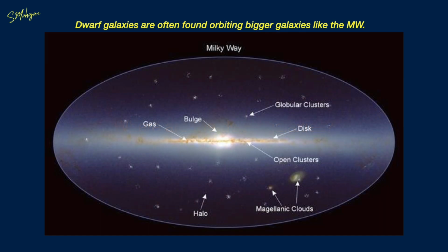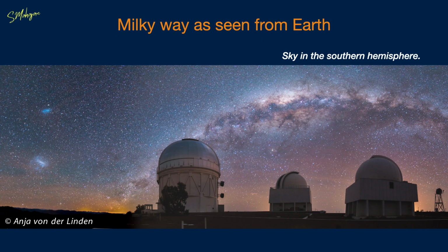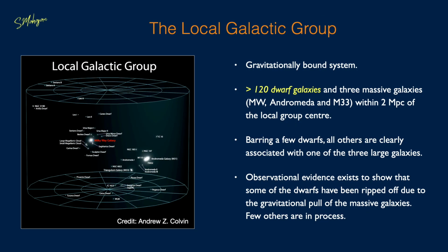The dwarf galaxies are often found orbiting bigger galaxies like the Milky Way. In an earlier video, I introduced two of the most famous satellites of the Milky Way, the Magellanic Clouds. The Magellanic Clouds are two of the many satellite galaxies of the Milky Way. They are orbiting our galaxy just like the Moon orbits the Earth. Besides the Magellanic Clouds, there are several other small galaxies orbiting the Milky Way.